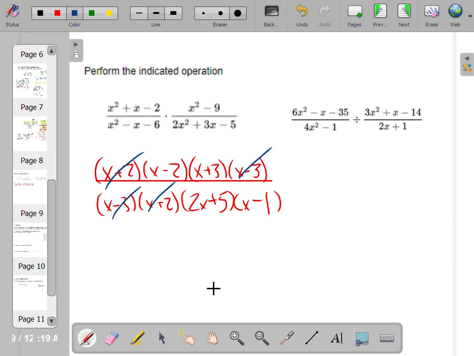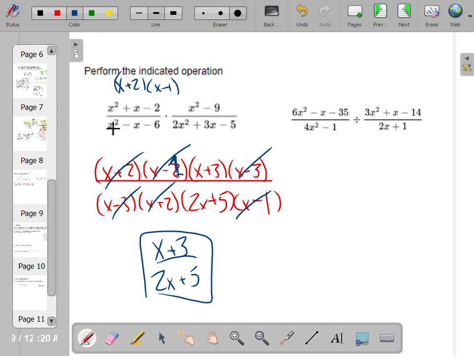And I feel like one other thing should cancel. Anything else cancel? Oh, this is a 1. That's a 1. That cancels. When you factor that, it's x plus 2, x minus 1. I think I might have been saying 2 when I wrote that. So that cancels. X plus 3 over 2x plus 5 is your final answer. Yeah, that should have been a 1. My bad. Let's factor this one now.